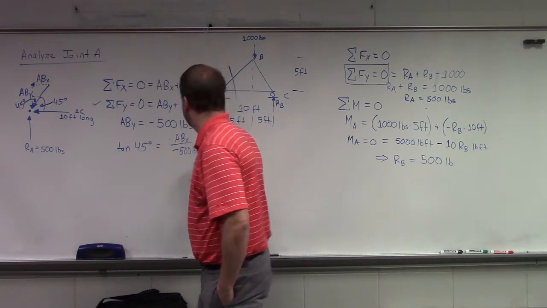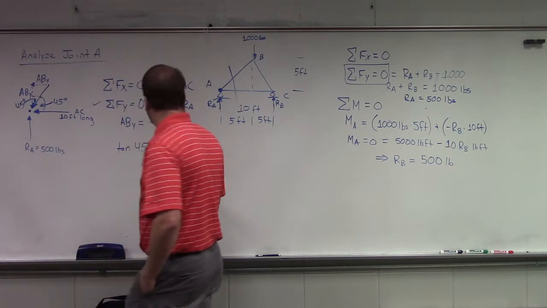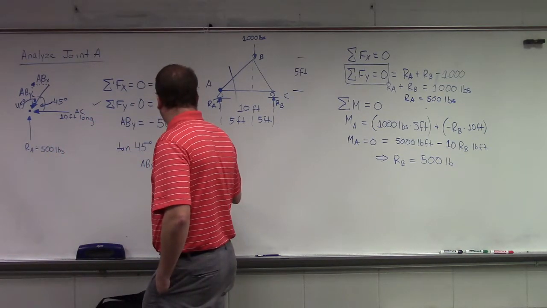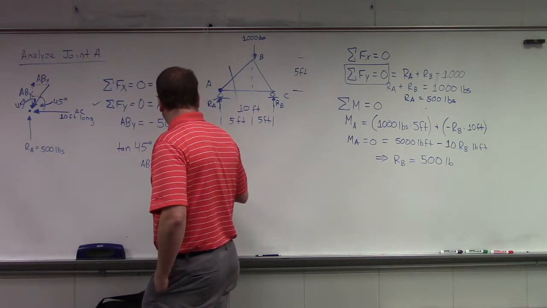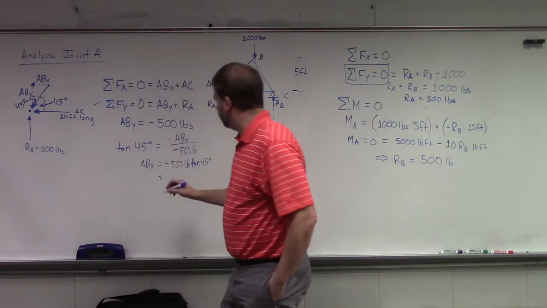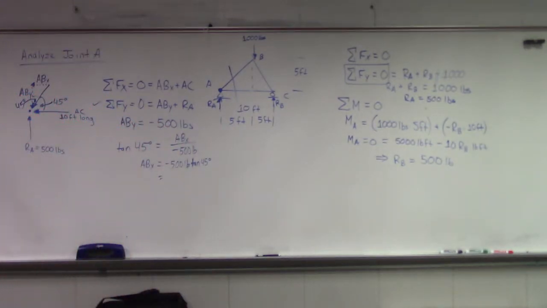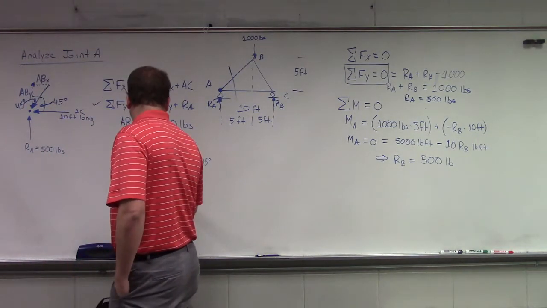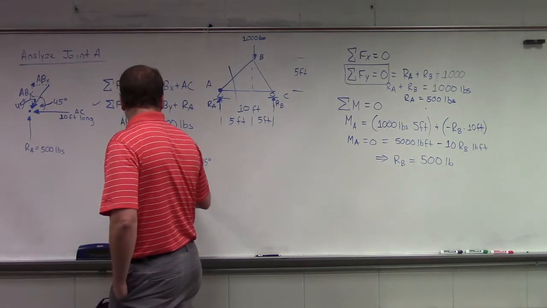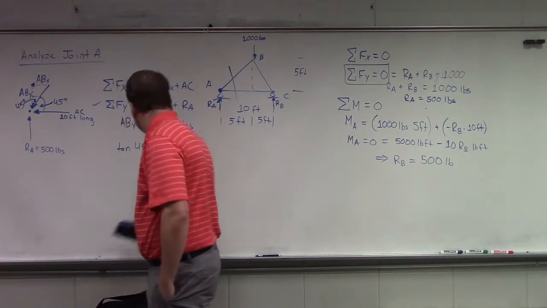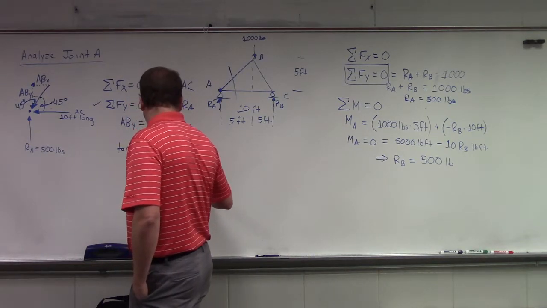Okay? So ABX equals what? Negative 500 tangent 45. Yep. What does that equal? Negative 500 tangent 45. Yeah, so it's negative. I'm getting negative 500. I don't know if I punched it in wrong.